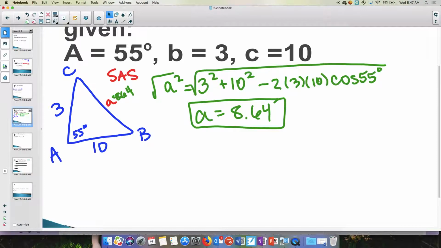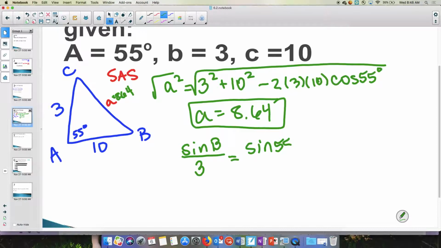So our biggest side is side C. I am not going to use the law of sines to find angle C because it could be obtuse, but the law of sines is not going to give me an obtuse angle. Okay? So which angle should we find? I have no problem with you using the law of sines after we find the law of cosines once. No problem. But be smart about it. So we can do the sine of B over 3 equals the sine of 55 over 8.64.